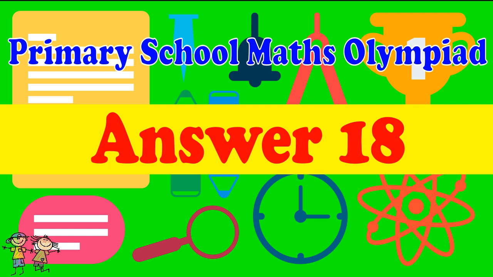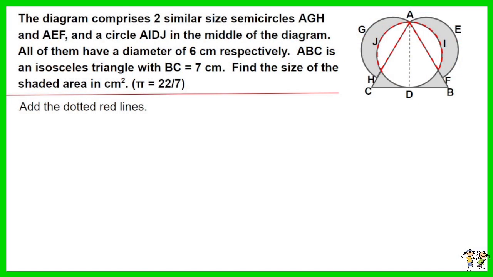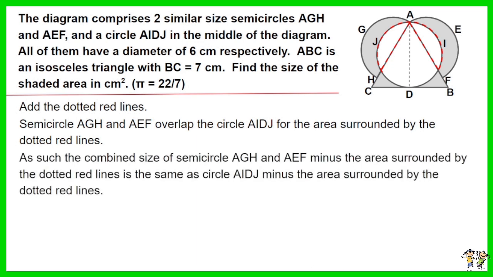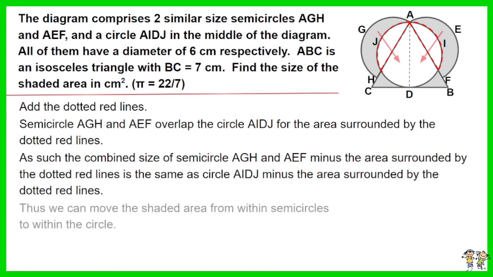Answer for question 18. Add the dotted red lines. Semicircle AGH and AEF overlap the circle AIDJ for the area surrounded by the dotted red lines. As such, the combined size of semicircle AGH and AEF minus the area surrounded by the dotted red lines is the same as circle AIDJ minus the area surrounded by the dotted red lines. Thus we can move the shaded area from within semicircles to within the circle.